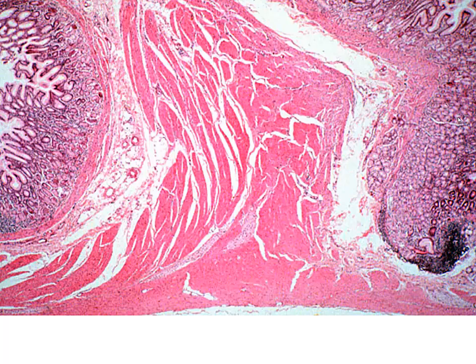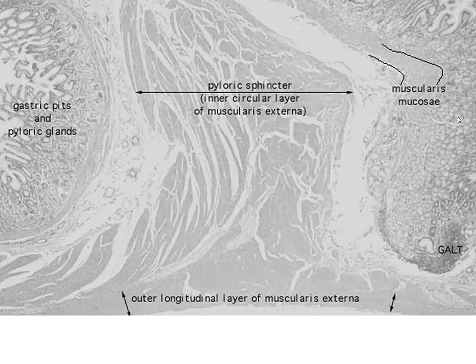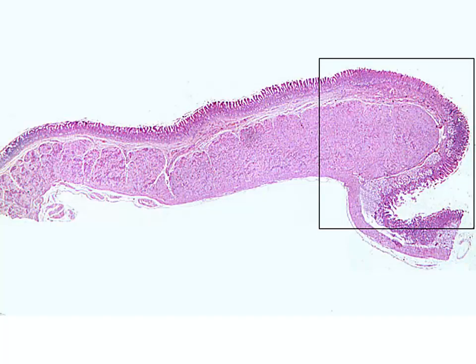Just a closer look at the muscle coming up from the muscularis externa, forming the pyloric sphincter with gastric mucosa on the left, intestinal mucosa, and Brunner's glands on the right. Another view of the pyloric sphincter.